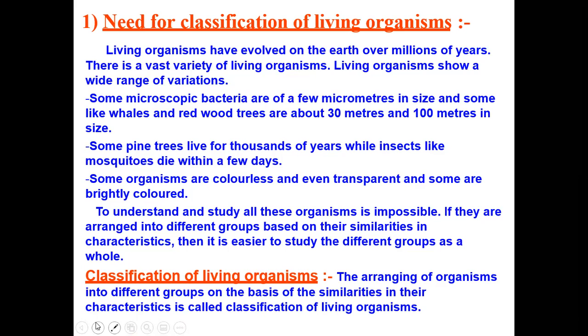Some pine trees live for thousands of years, while insects like mosquitoes die within a few days. Some organisms are colorless, even transparent, and some are brightly colored. So, to understand and study all these organisms is very complicated. If they are arranged into different groups based on their similarities in characteristics, then it is easy to study the different groups as a whole.